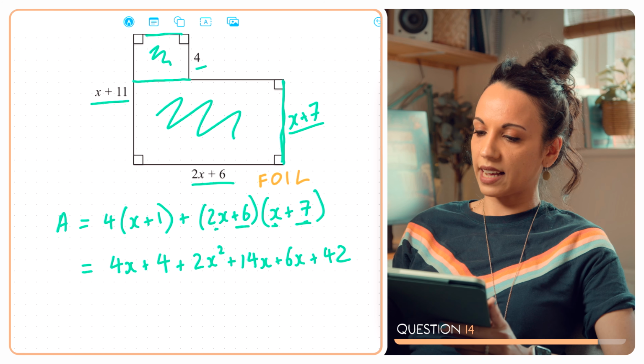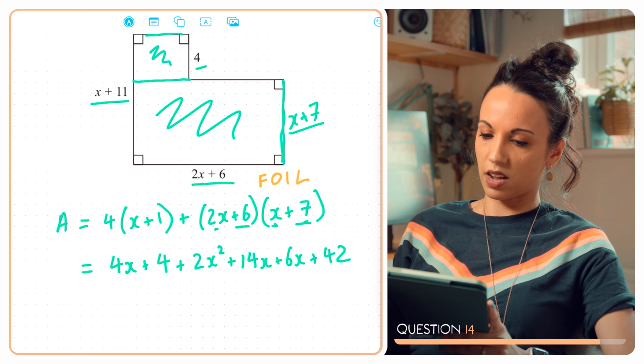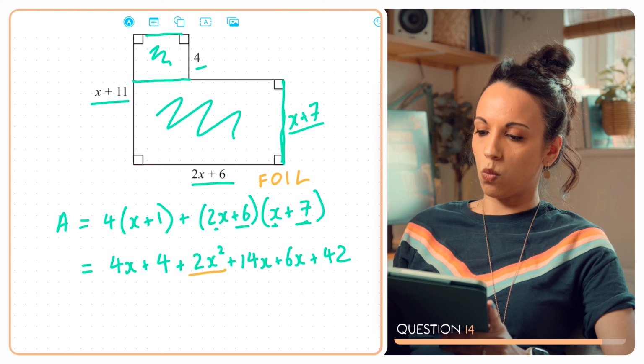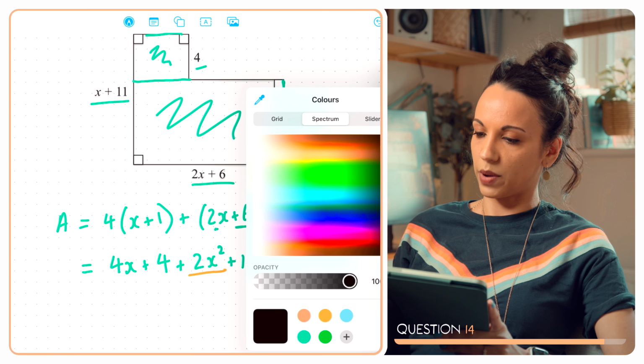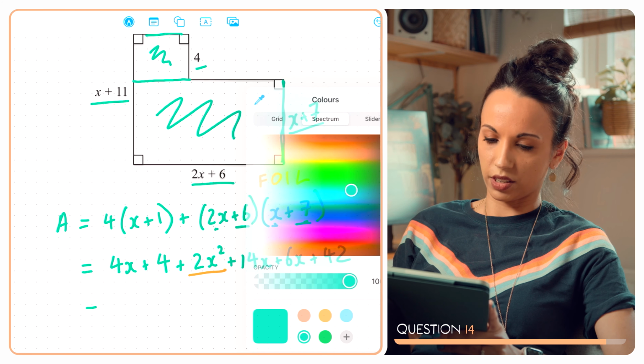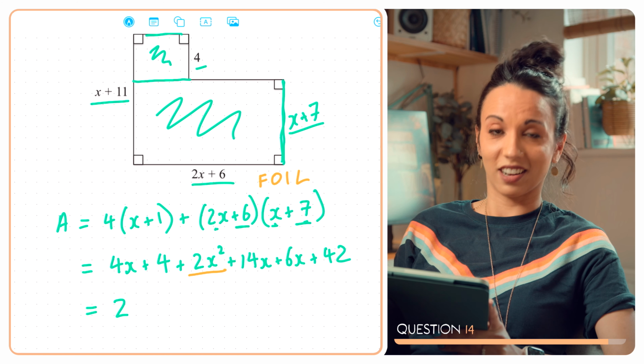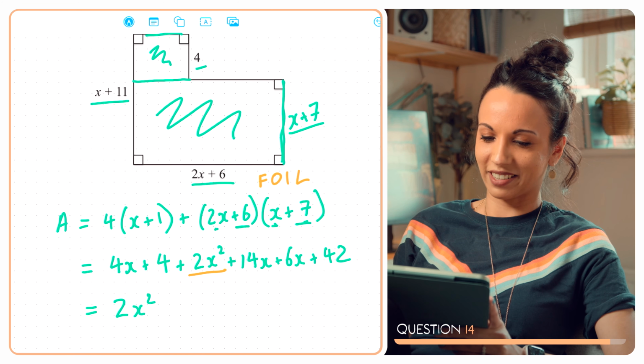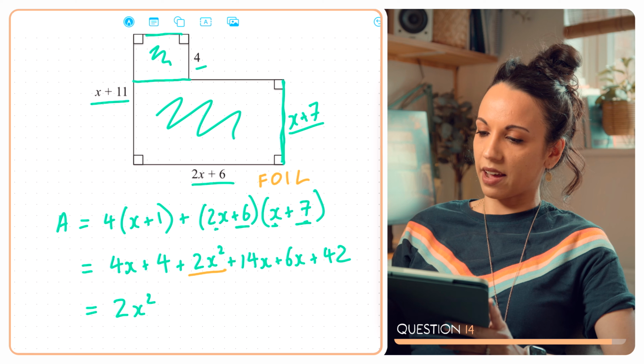Okay, now we need to collect up like terms. So let's start with the x squareds. There's only one x squared term there. That's the 2x squared. So we'll start with that. That's looking good because that's how our expression is supposed to start. So we're on the right track. 2x squared.